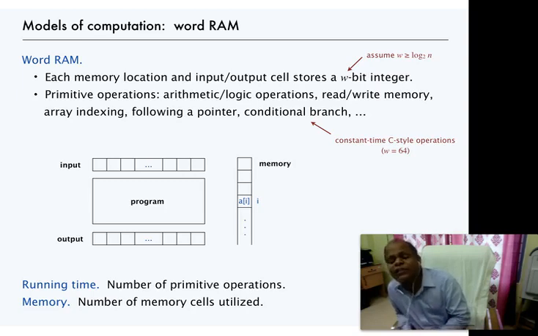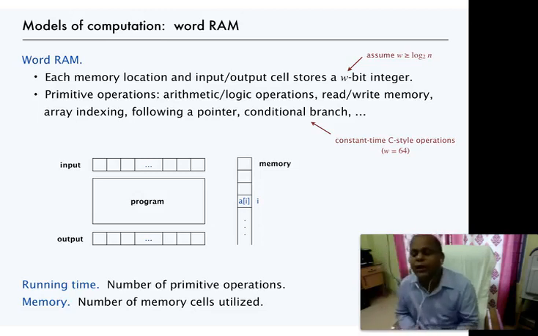Hence, while we are analyzing the algorithm, you can follow the Turing machine model of computation, or you can follow the RAM model of computation. But through the course, we will generally follow the RAM model of computation. Sometimes, in the last unit, we will follow the Turing machine model of computation to analyze the algorithm.